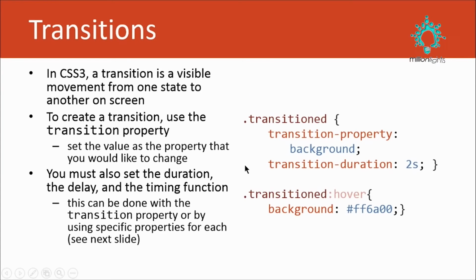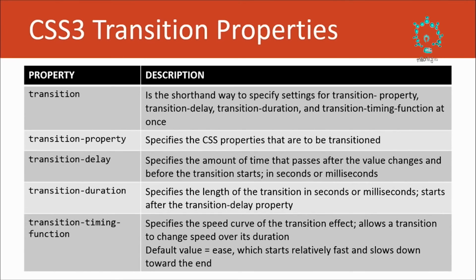All right, next, we got transitions, okay? A transition is a visible movement from one state to another on screen. And so to create a transition, you want to use the transition property and then set the value as the property that you would like to change. Okay, so we're going to change our background, and we're going to implement that transition whenever we hover over an object. And I've added, whoops.